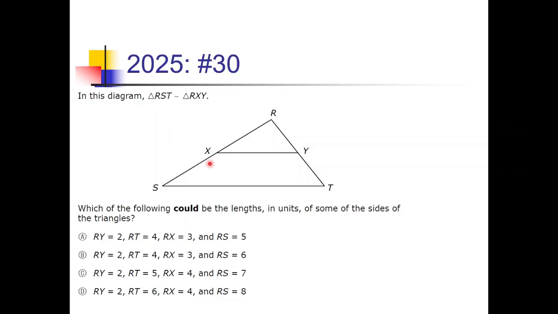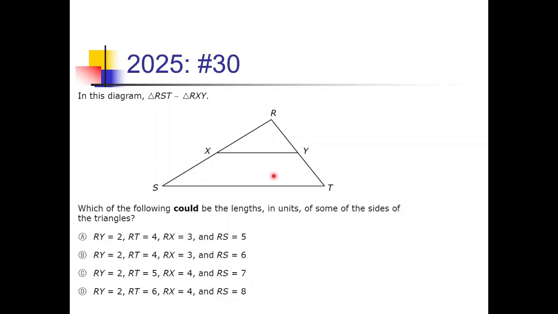In this problem, they're giving us a triangle, 2 triangles actually, and they're telling us that RST, the big triangle, is similar to RXY, the smaller triangle. And based on that, they want to know what could be the lengths of some of the sides of the triangles. So the key here is to set up an equation that involves all these sides, and we can do that using the knowledge that these triangles are similar.